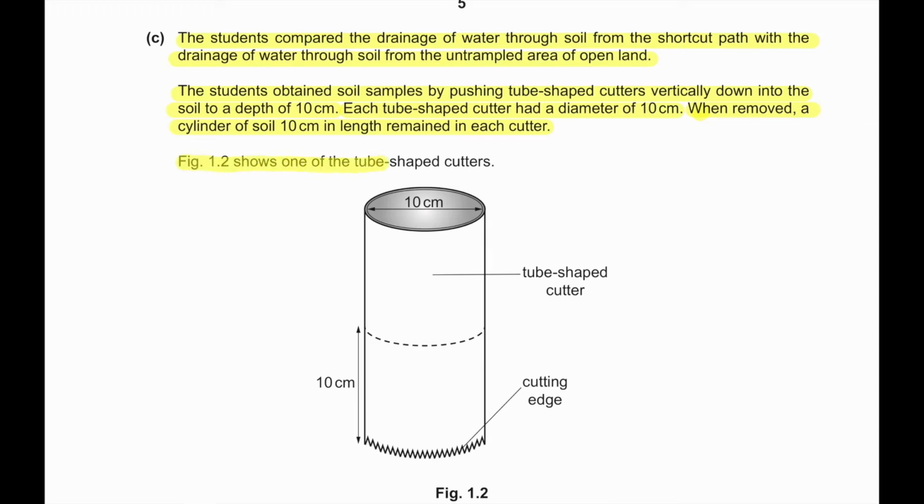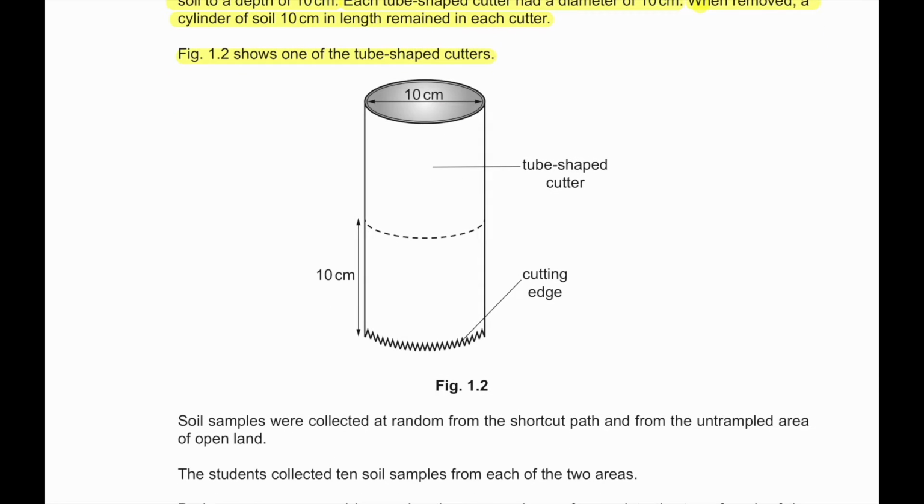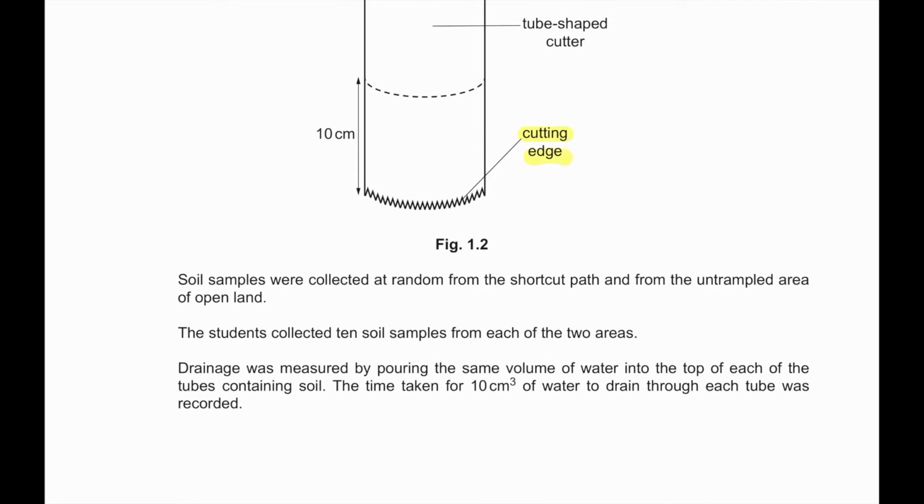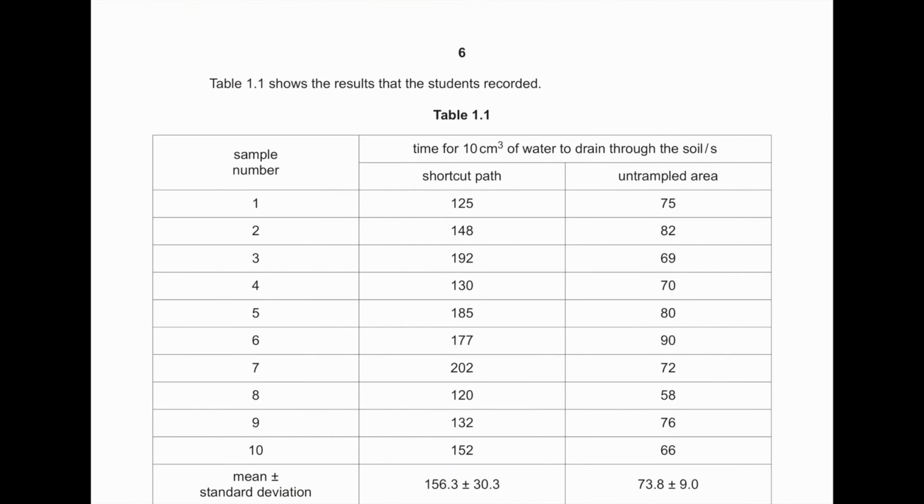Figure 1.2 shows one of the tube-shaped cutters. Alright, we can see the cutting edge. Alright, and a 10 centimeter block and 10 centimeter diameter was taken. Soil samples were collected at random from the shortcut path and from the untrampled area of open land. The student collected 10 soil samples from each of the two areas. Drainage was measured by pouring the same volume of water into the top of each of the tubes containing soil. The time taken for 10 cm3 of water to drain through each tube was then recorded. Okay. Table 1.1 shows the results that the students recorded.